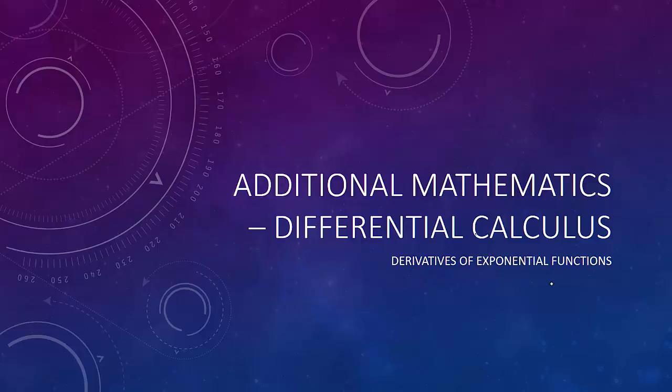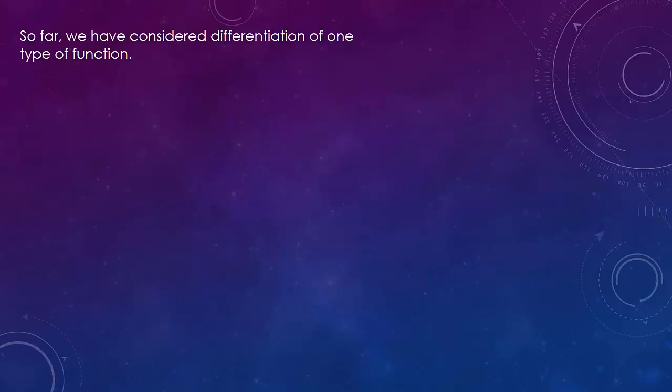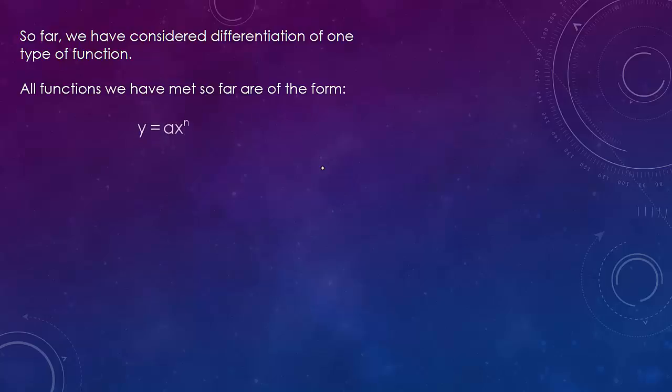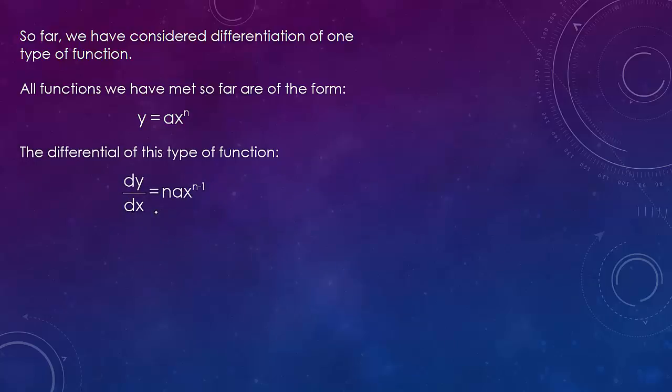Derivatives of exponential functions. So far we have considered differentiation of one type of function. All functions we have met so far are of the form y equals ax to the power n, where the a and the n are constants. The differential of this type of function, as we've seen, is that dy/dx is equal to nax to the n minus 1.